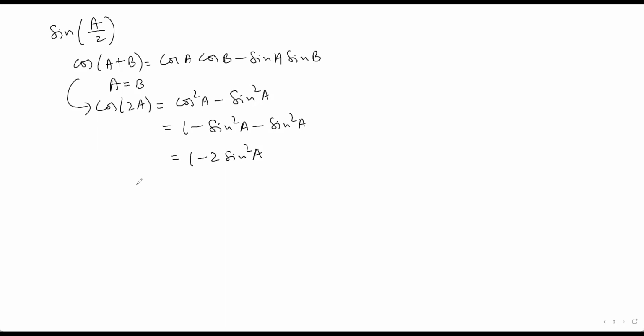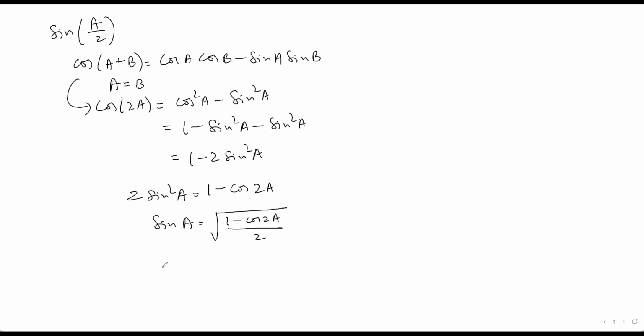So if you write it the other way, 2 sine square A will be equal to 1 minus cos 2A, right? So this will give us sine A is actually equal to the square root of 1 minus cos 2A over 2. You're okay with this? Yes.